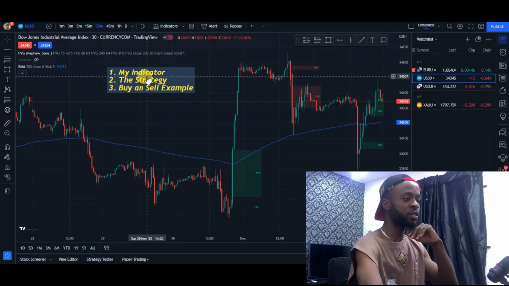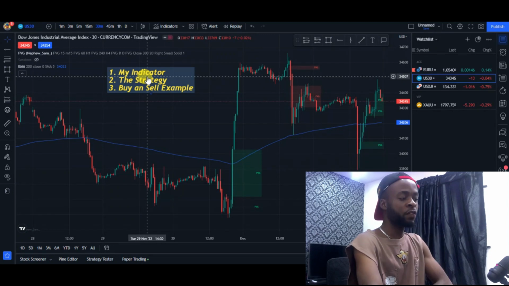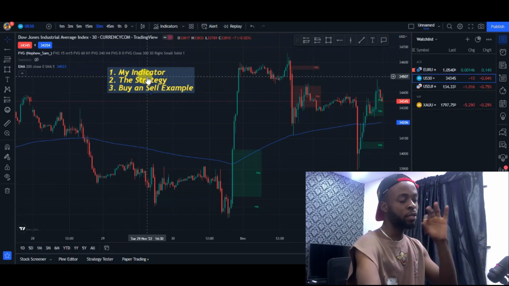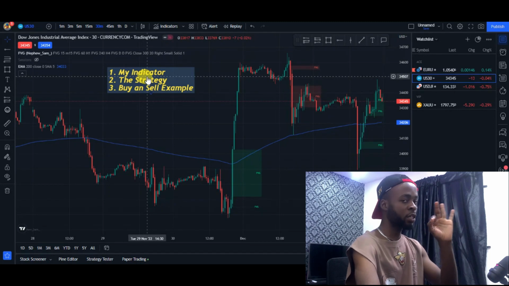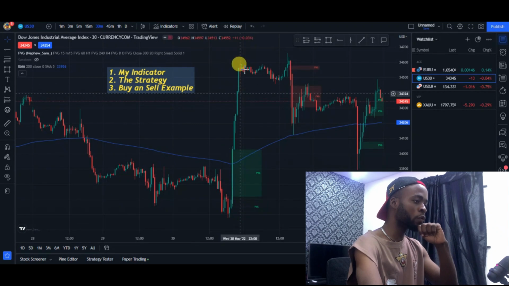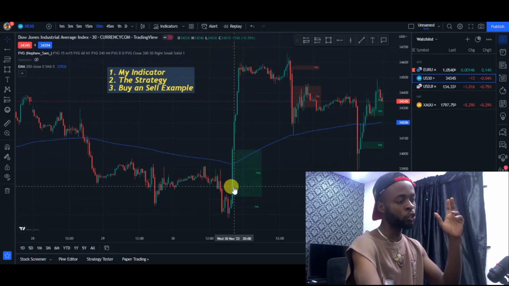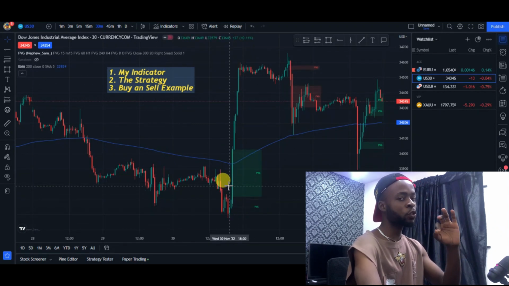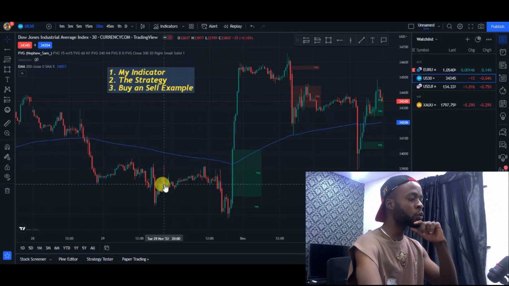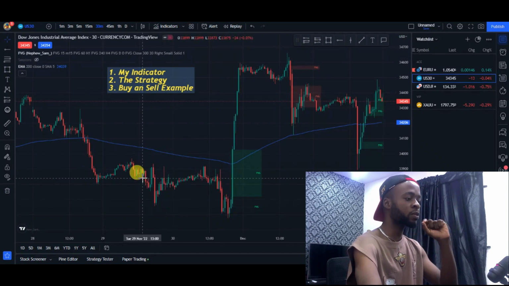So now for the strategy, guys, the strategy is incredibly beautiful. I believe it's going to help you guys big time if you can trade using the strategy consistently. Keyword: consistently. So the strategy is you want to see price above the 200 EMA line or below the 200 EMA line. If price is above the 200 EMA line, you want to look for a buy setup. If price is below the 200 EMA line, you want to look for a sell setup.